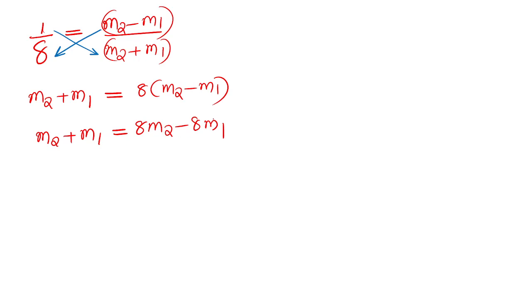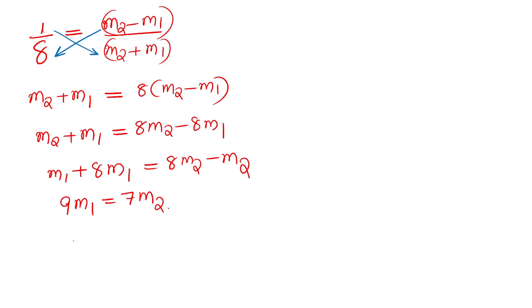Do the rearrangement. m1 plus 8 m1 equals 8 m2 minus m2. 9 m1 is equal to 7 m2. So the ratio m1 by m2 equals 7:9. Please write it down. If you are 100% clear, please raise your hand.